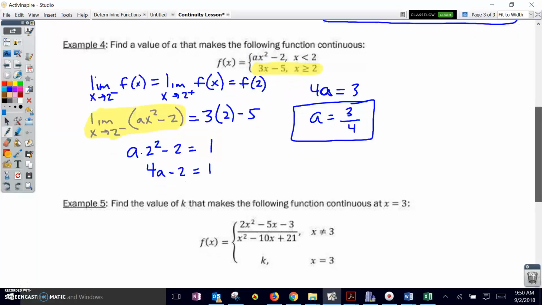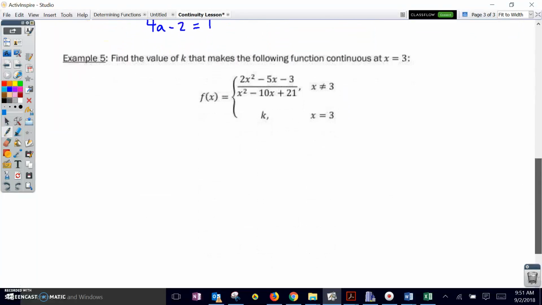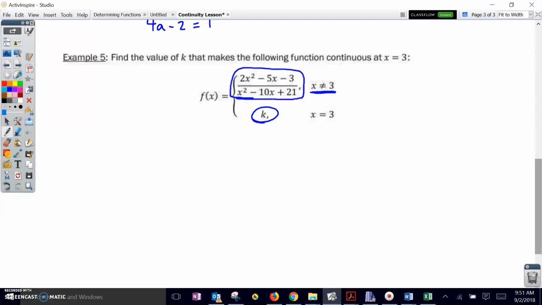Alright, let's go down to example 4. Find the value of k that makes the following function continuous at x equals 3. Again, we need this value to be the same as the value of the limit of this branch. And so the value of k that's going to make this true is just going to be the limit as x approaches 3 of this function. I'm going to go ahead and find this limit. I'm going to do it algebraically.